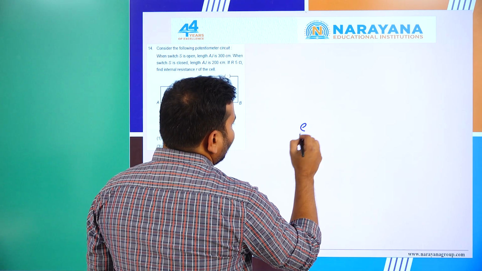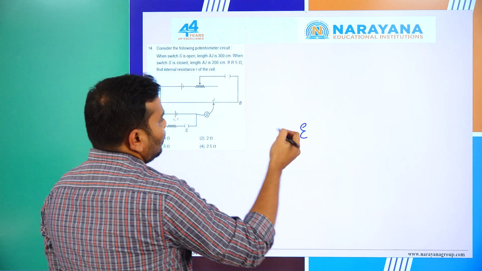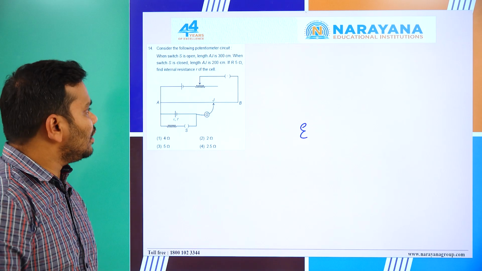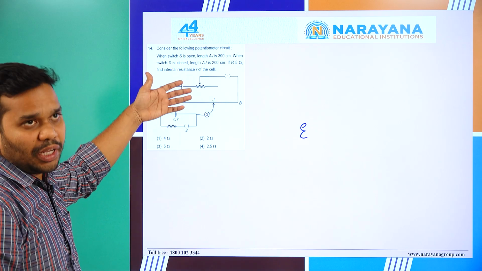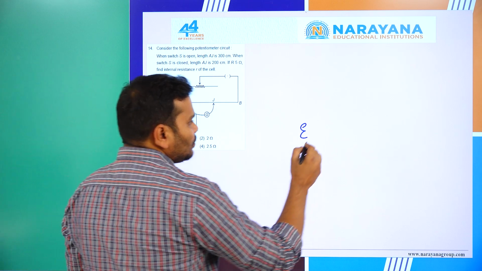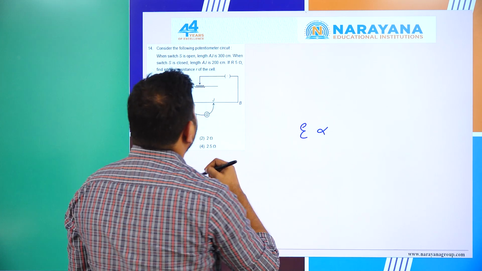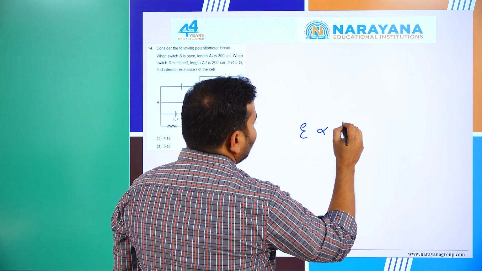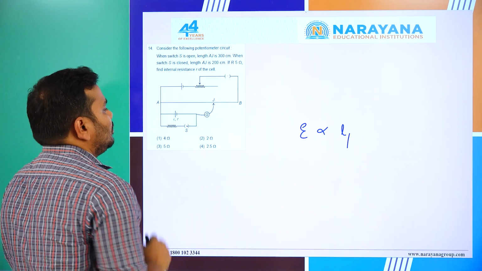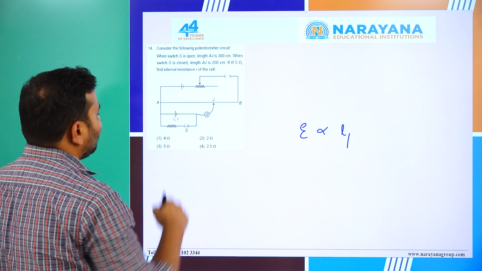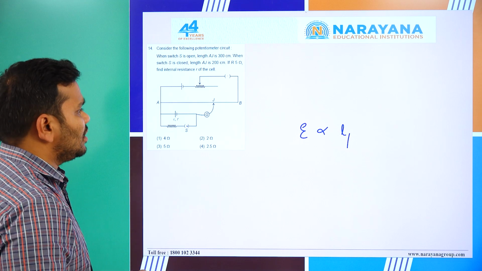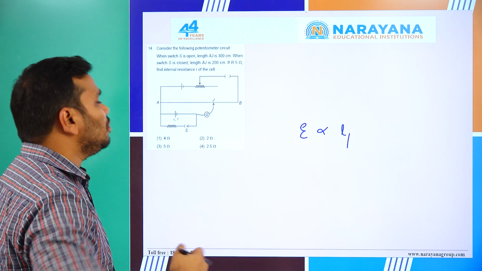Corresponding to that balancing length, the EMF is directly proportional to the balancing length, that is, potential gradient into balancing length. We will get it in both situations. If you do not disturb the primary circuit, then the potential gradient remains the same at the balancing length condition. So E is directly proportional to the balancing length. In the first case, I am taking that balancing length as L1. Coming to the second case, when the switch is closed, there will be another balancing length, which is 200 centimeters, and I will consider it as L2.